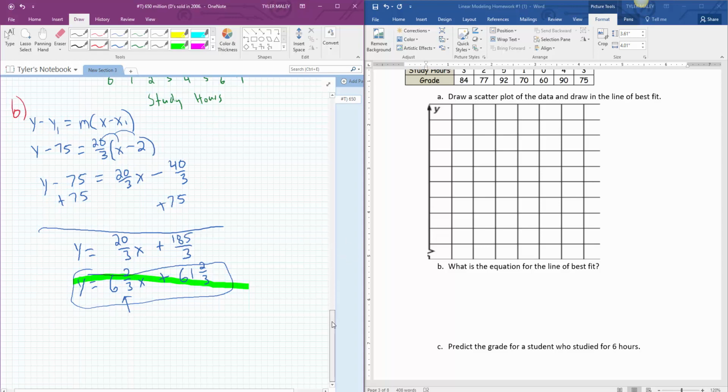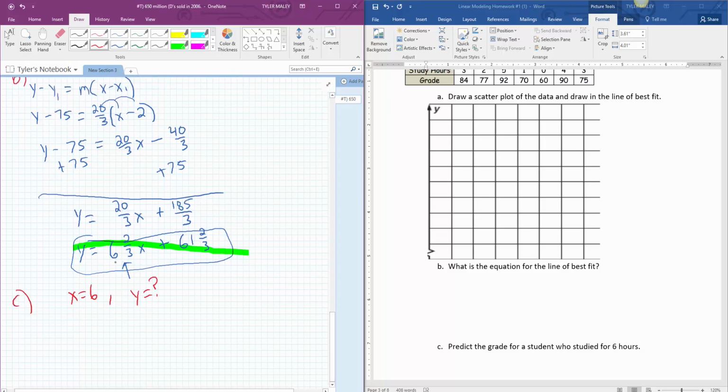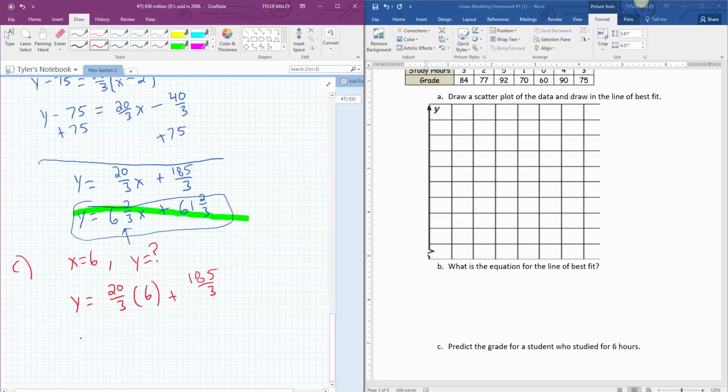So now, part C, we're asked to predict the grade for a student who studied 6 hours, right? So in other words, x is 6, what's y? That's what we're trying to find. So if I plug in 6 for x, we can certainly solve for that using my previous equation. So I'd have y equals 20/3 times 6 plus 185 thirds. So 20/3 times 6 would be, what, 40. And then we're adding 185 thirds to this.